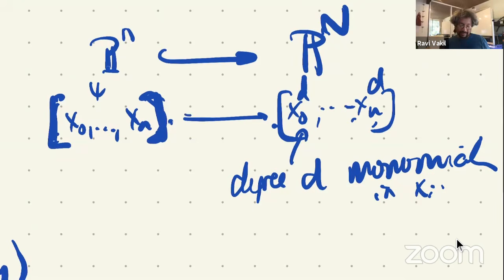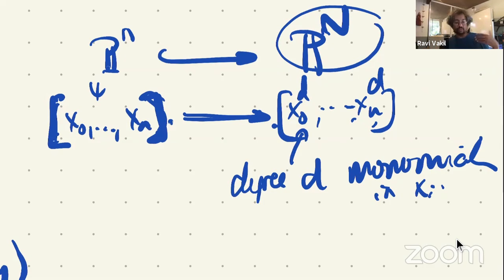And so this map will send you to some subset of projective space. Your intuition should be that it's a closed subset, and that means it should be cut out by a bunch of equations. The image is the thing which is called the Veronese. Why would you do it?